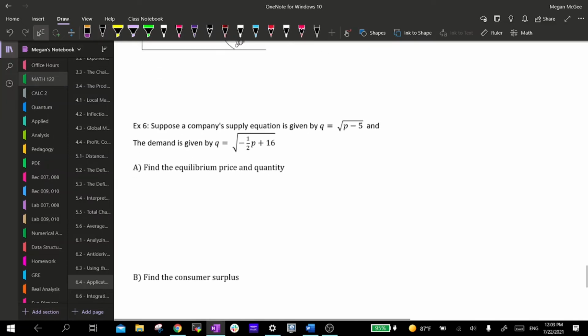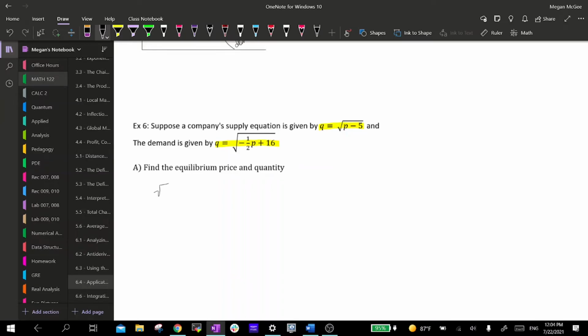All right, let's look at example 6. Suppose a company's supply equation is given by this function here, and demand is given by this function. We need to find the equilibrium price and quantity. We know that this happens when the two functions equal each other, when they intersect. So we can set them equal to each other and solve.